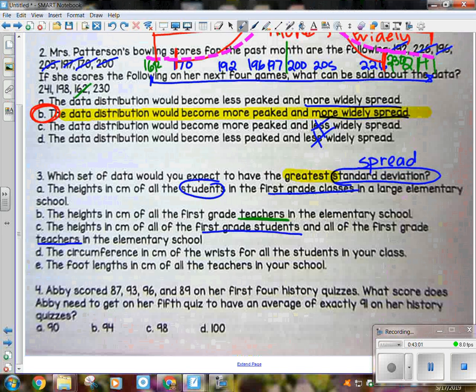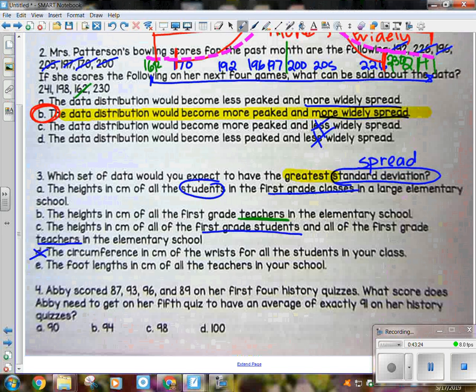E or D, the circumference in centimeters of the wrist of all the students in your class. Think about the length of your wrist if you tried to wrap your fingers around your wrist. If you wrap your fingers around your wrist, the circumference, does it change a lot? Is there a lot of spread? Is there a lot of variation in wrist? Usually not. The foot lengths in centimeters of all the teachers in their school.